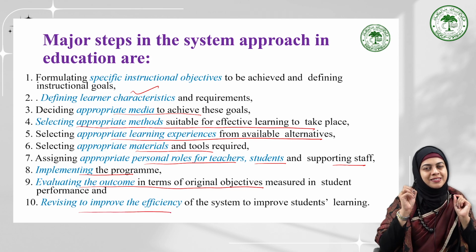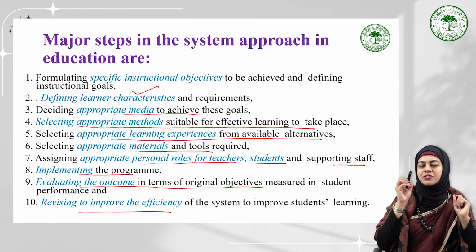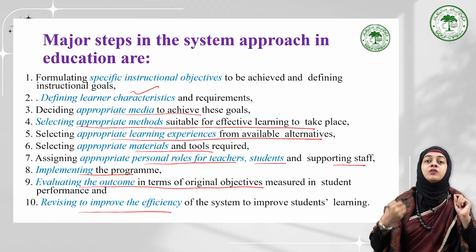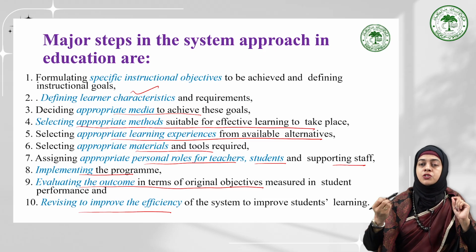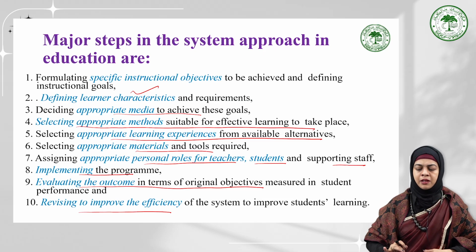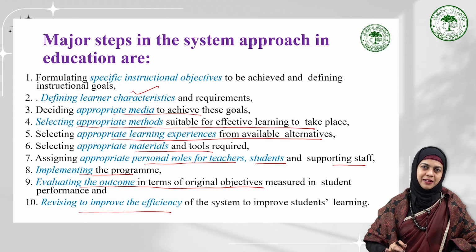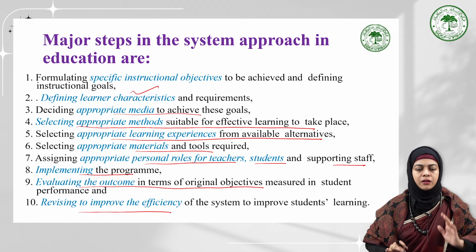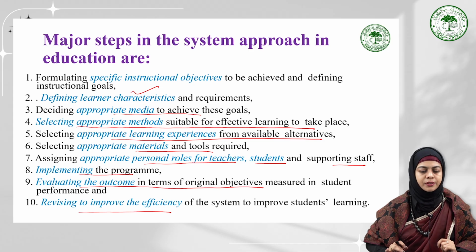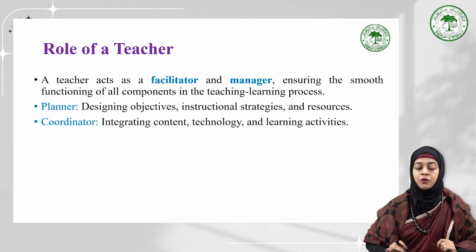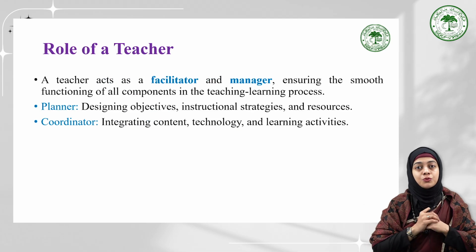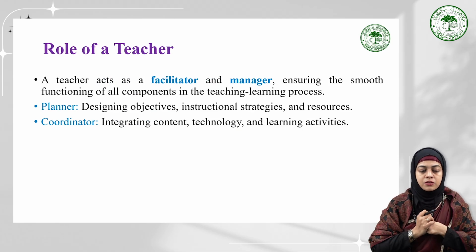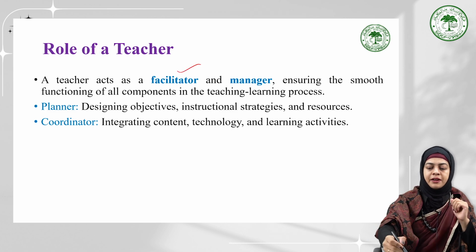So no system is ever perfect. There is continuous self-improvement, continuous revision. Why? Because we want to improve the efficiency of the system and ultimately improve the students' learning through this. So these are the major steps in the system approach in education. Now let's have a look at what a teacher can do. So what is the role of a teacher? A teacher has to act as a facilitator and a manager.